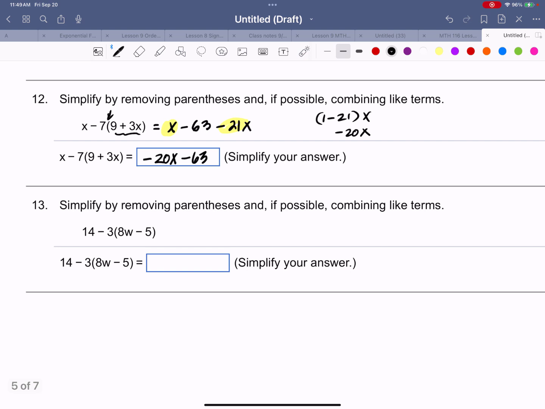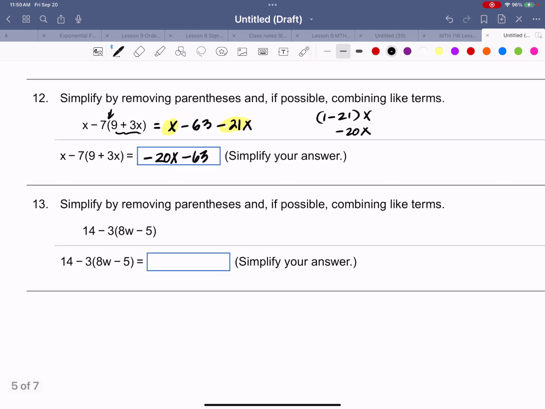Number 13. 14 minus 3 times in parentheses 8w minus 5. Now this is one that's easy to get wrong because your brain wants to do 14 minus 3. But look, that's subtraction. And remember when we talked about order of operations, add and subtract comes last. This 3 times has to be done first, and it has to be distributed. So it's 14 minus 3 times 8 is going to be 24w. It's going to be a minus because a minus and a plus 8. And then a minus times a minus is a plus 15.